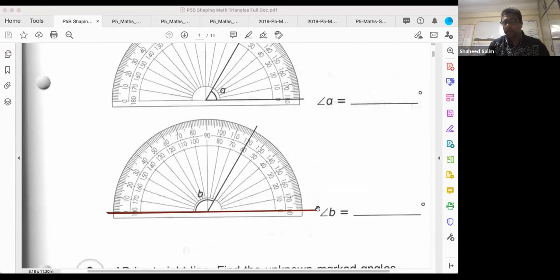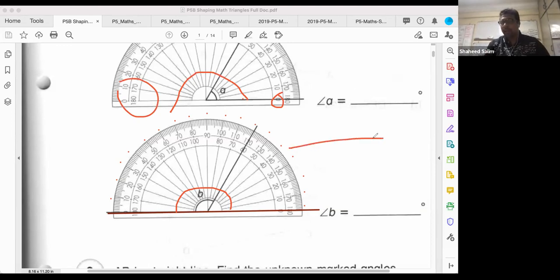This straight line, how many degrees is it? Let's see how many degrees it is. Down here, 10, 20, 30, 40, 50, 60, 70, 80, 90, 100, 110, 120, 130, 140, 150, 160, 170, and 180. So the angle from here to here is 180 degrees. You must remember that a straight line, if there are angles, they will add up to 180 degrees.